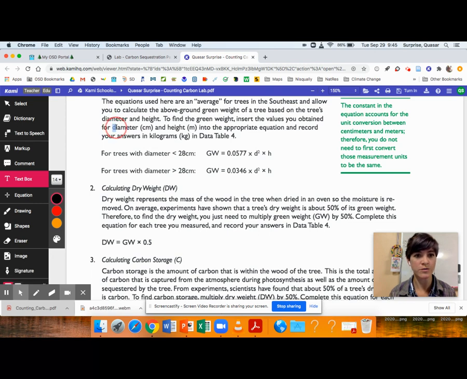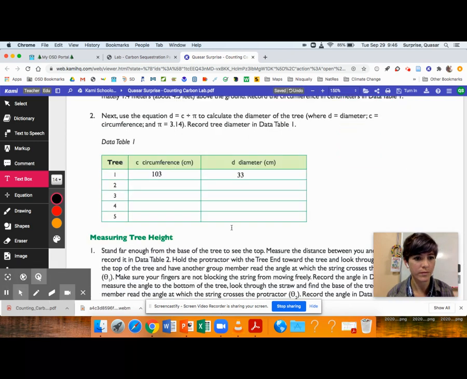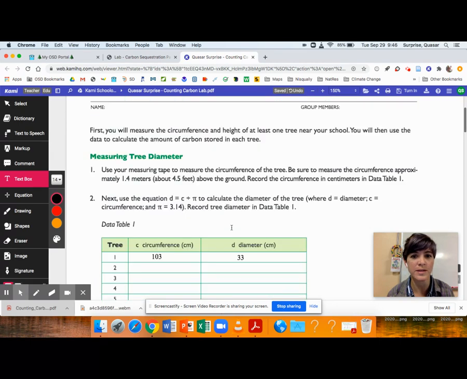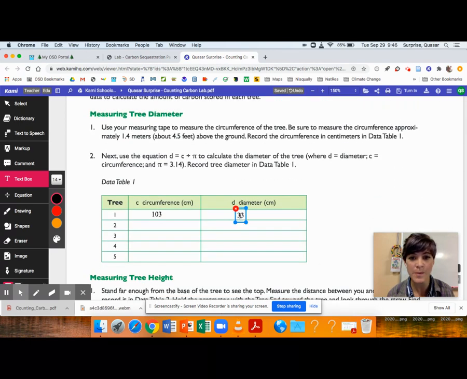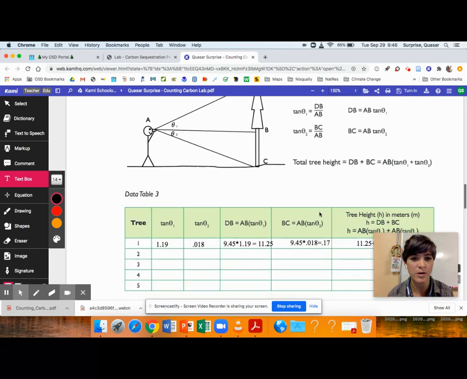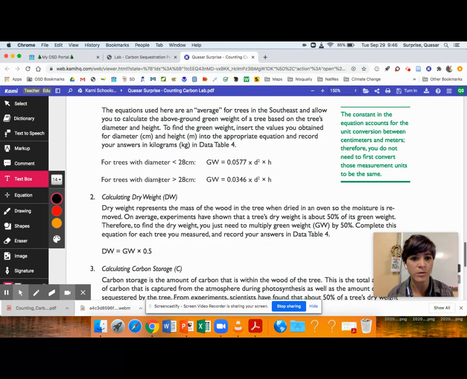Okay, so we're going to use our calculations for diameter in centimeters. So if you translated that to meters, make sure it's in centimeters. And the calculation we just got for height, which should already be in meters. All right, going back up to the first table that we did, I am using the diameter of my tree, not the circumference, which was circumference divided by pi. So my tree was 33 centimeters in diameter, which means I will use this second calculation for trees with a diameter greater than 28 centimeters, because mine was 33.